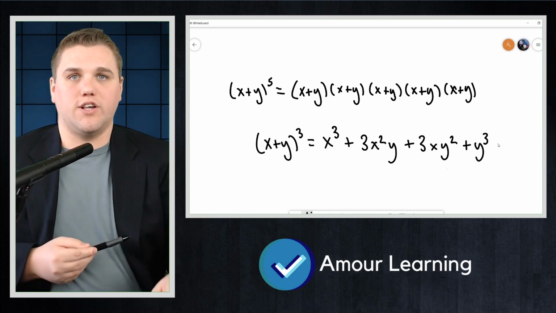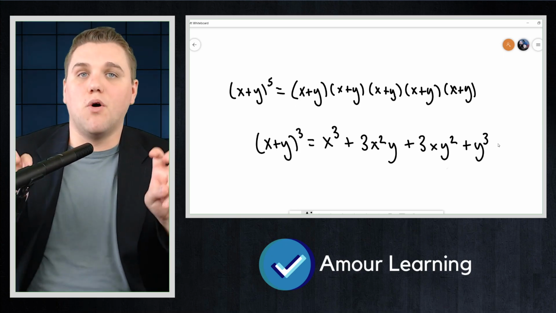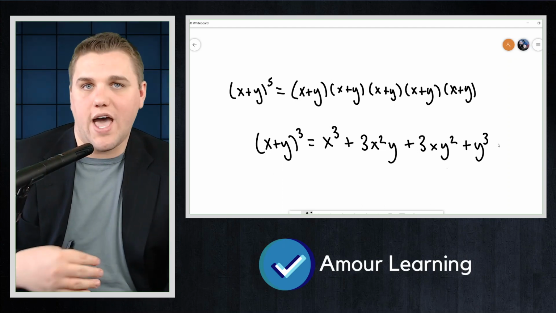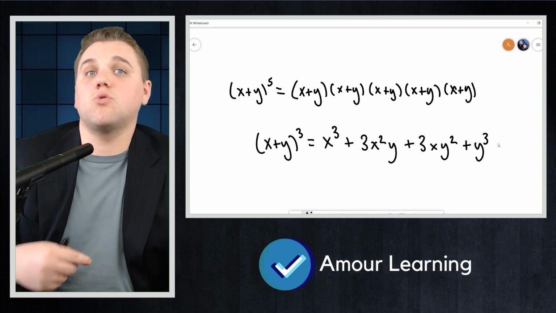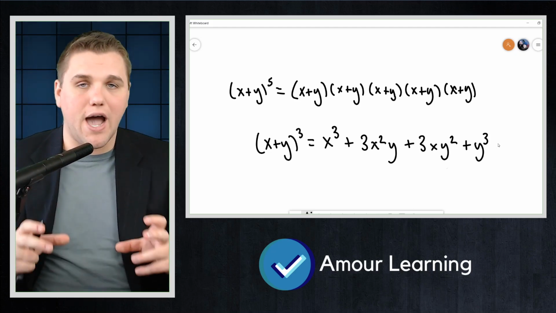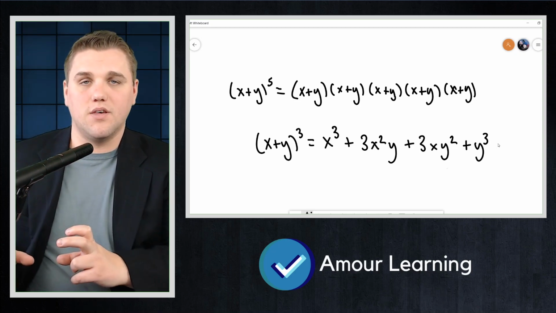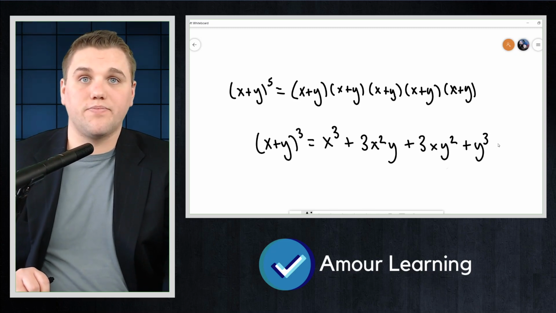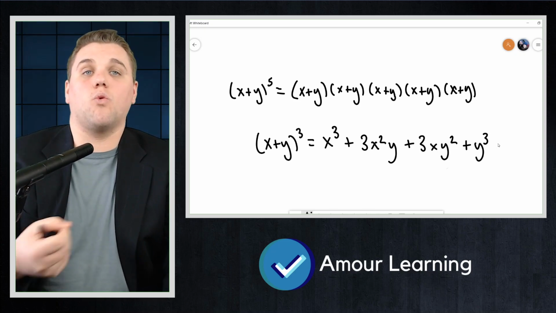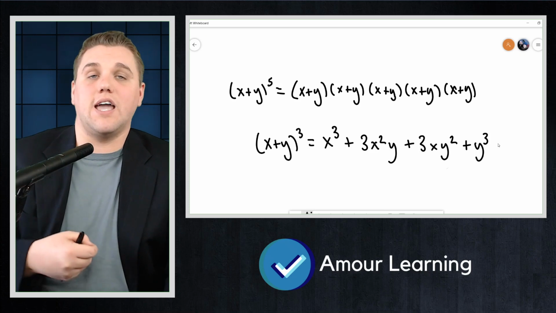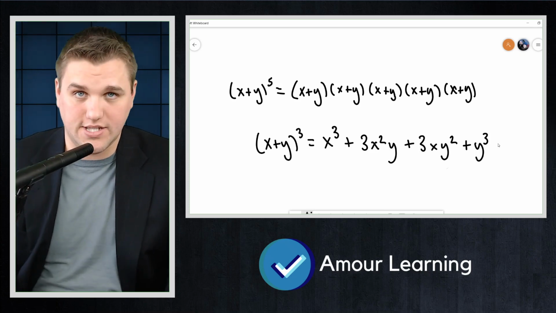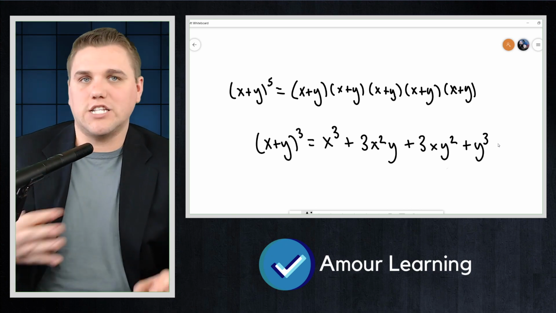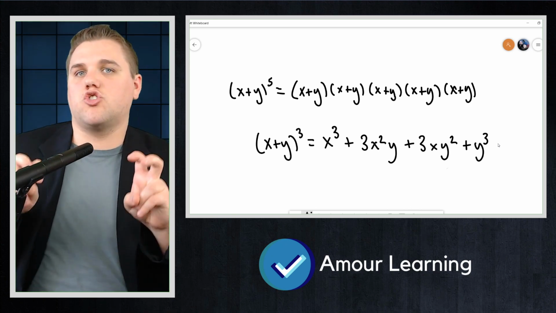So to get x cubed, for example, we need to pick the multiplied by x side every time, since we don't have any y's in the term. This will only happen once when you have those three binomials, those three x plus y's. There's only one way you can pick an x from each of those terms. On the other hand, to get x squared y, we need to select the x side twice and the y side once. In other words, we need to pick one of the three x plus y terms to contribute their y.